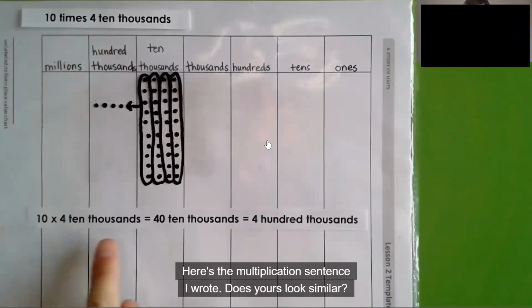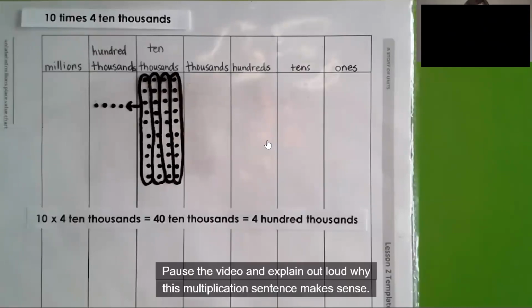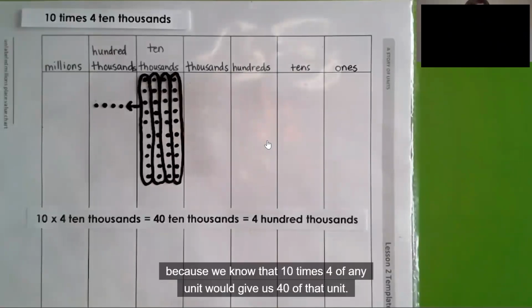Here's the multiplication sentence I wrote. Does yours look similar? Pause the video and explain out loud why this multiplication sentence makes sense. You may have said that this multiplication sentence makes sense because we know that 10 times 4 of any unit would give us 40 of that unit.